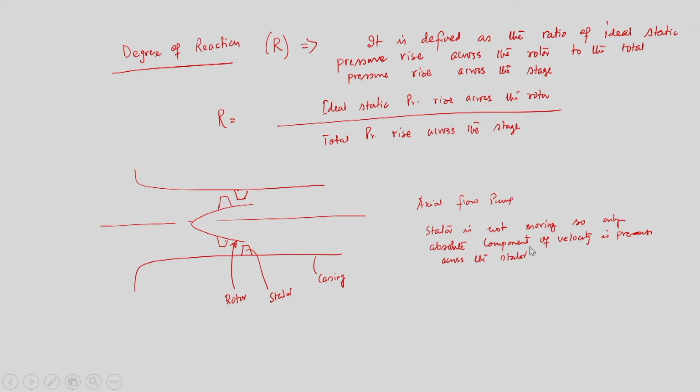If I draw a rotor and stator combined, it may be a one stage machine, and this rotor plus stator, these two are called a stage.